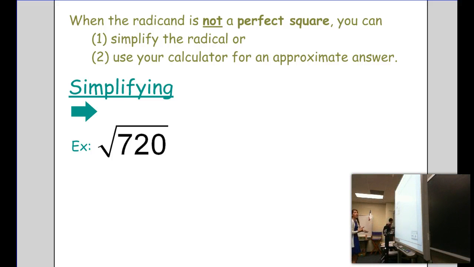That's approximating without using your calculator. Okay? Now we're going to do what today's lesson is really about. It is called simplifying radicals.